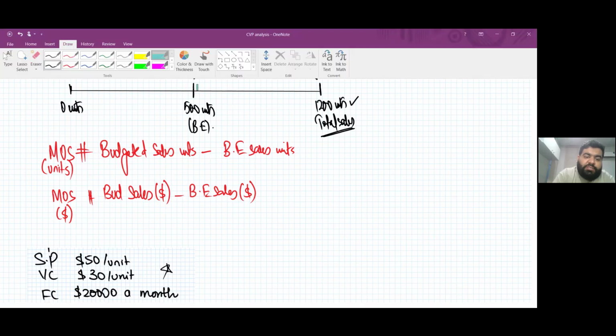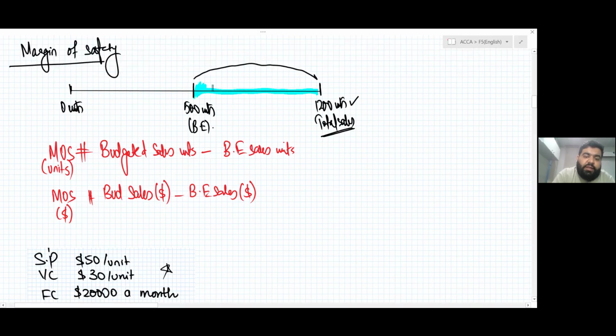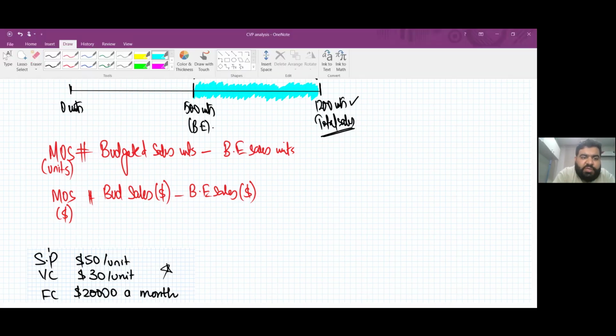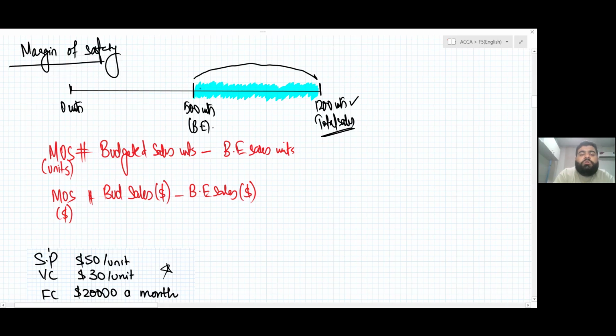I'm going to highlight that point as well, this complete line from 500 units to 1200 units. This is the margin of safety, because you're safe above 500 units. And the more the margin, the more you are ahead of this break even point. So the formula for the margin of safety will be total budgeted sales units, which is the total units 1200, minus break even sales units, which was 500. So we'll say that our margin of safety is 700 units.